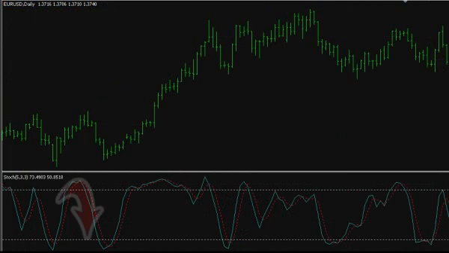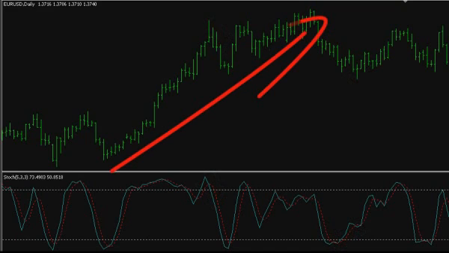The diagram shows how stochastic gets to the overbought or oversold zones and then leaves them, and it confirms the appropriate price movement of a currency pair. Very often, such price movements can be rather significant.